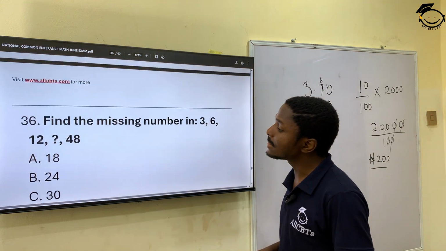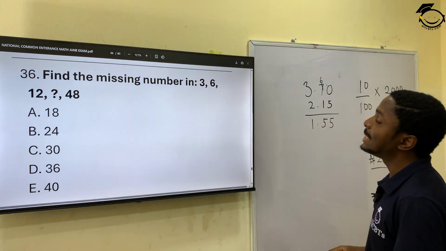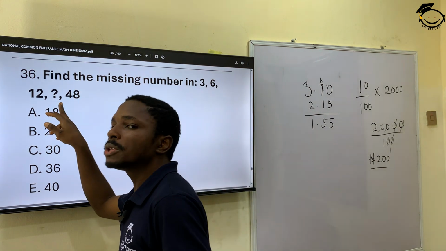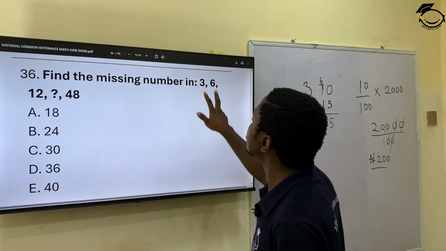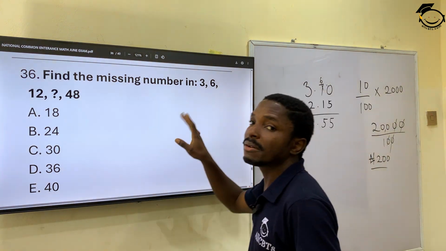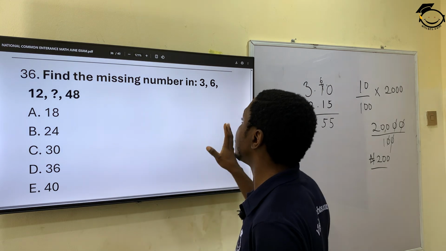And then 36. Find the missing number in 3, 6, 12, question mark, and 48. Now you study the first part, and there is actually a formula for calculating this, but we're not going to use that formula, for the sake of this being a past question.